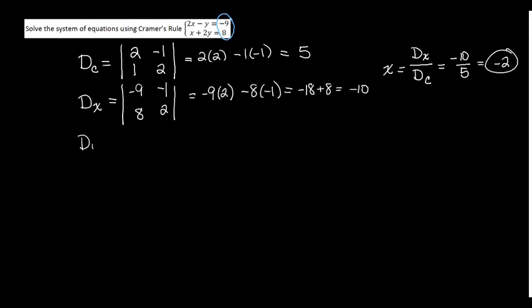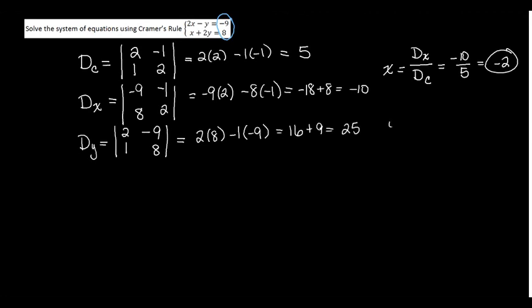We'll find d sub y, the determinant with the y coefficients replaced by what the equations are equal to. We'll compute that determinant. 2 times 8 minus 1 times -9 gives me 16 plus 9, which is 25. That means y is equal to d sub y over d sub c, which is 25 divided by 5, which gives me 5. The solution then to this system is -2, 5.